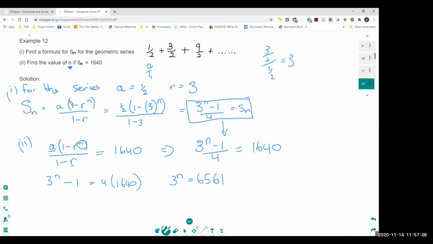You need to solve for n. So what do you do? You take the log of both sides. So n is equal to the log to base 3, remember, go back and check your logs, of 6561, and that's equal to 8. So we know the value of n if S of n is 1640. In other words, the sum of the terms up to term 8 is 1640. Okay.